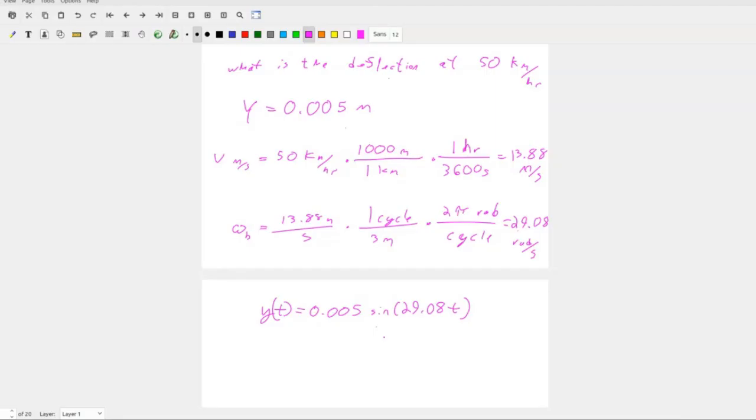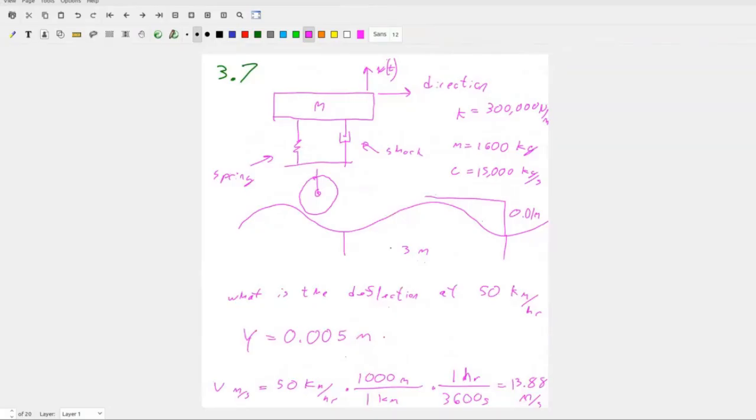Next, we need a natural frequency of the system. How'd I get what? Because the height is 0.01 from my trough to my peak, and y is going to be half of that because we define y as the amplitude of a sinusoid.